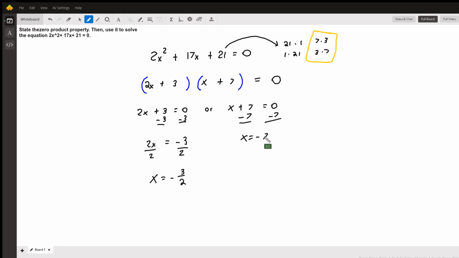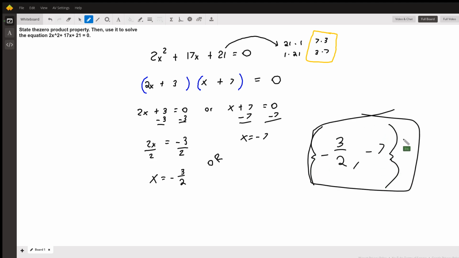For our second equation, just subtract 7 from both sides to isolate that x, and we get x equals negative 7. So x equals negative 3/2, or x equals negative 7. And we can write our answer in set notation: negative 3/2, negative 7. And that is our final answer.